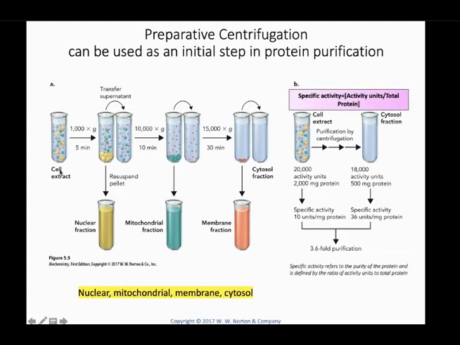So at the beginning, you have the whole extract, and then you centrifuge, you will have the nuclear fraction, and then the mitochondria, and then the membrane and the cytosol. Many of the proteins that we study in my lab, for example, are in the cytosol, but there are other proteins, right? It can be in the mitochondria. So you should know where it is in order to know the centrifugation that you need to use, okay?